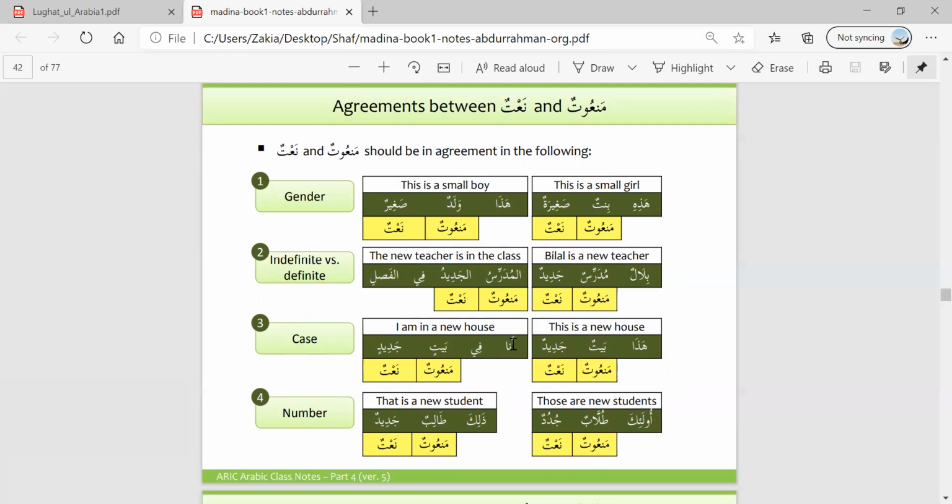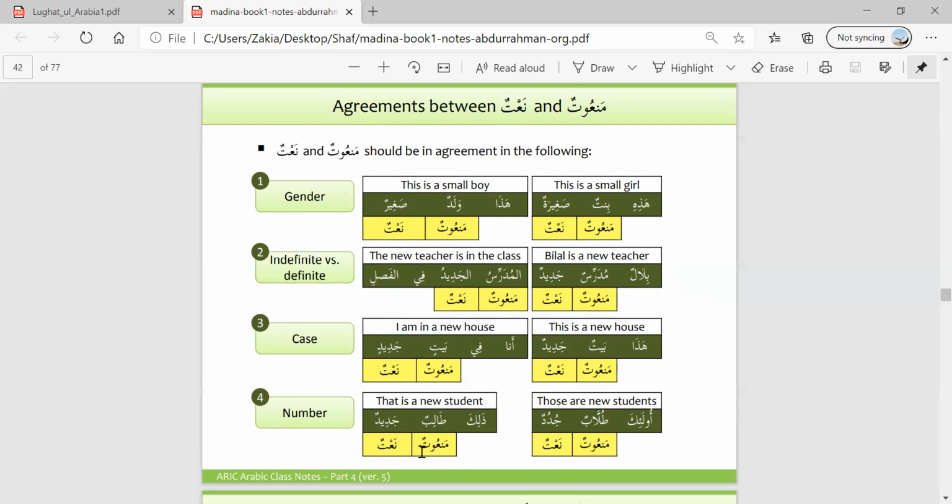Case number 3, I am in a new house. Ana fi baytin jadidin. Here this is indefinite. Why? Because it has double voweling at the end and it has no al, which is what we described before. Same here: hada baytun jadidun. Here we have هذا, which is also definite as we've discussed before, and anything that comes after هذا will be badal, but here we're talking about na'at and man'utun.